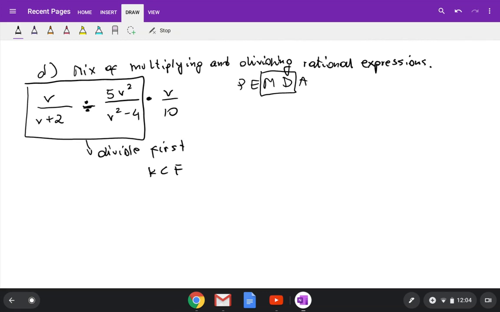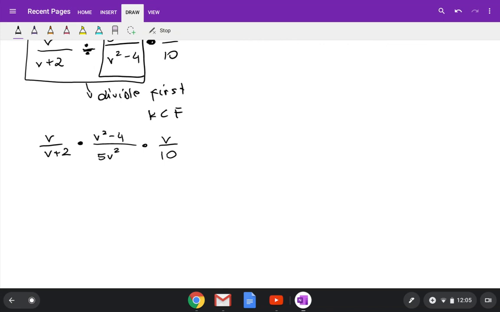Keep v over v plus 2, change division to multiplication, and flip the second fraction. So v squared minus 4 is on the top, 5v squared is on the bottom. And then you just copy this multiplication, so we have times, and just copy the remaining factor, v over 10. Now we only have multiplication, so we don't need to worry about anything else. We actually have three rational expressions which we multiply. You're doing the same work as multiplying two rational expressions.